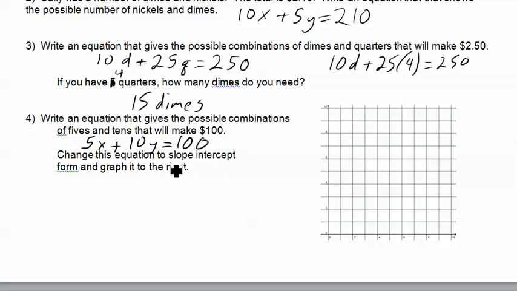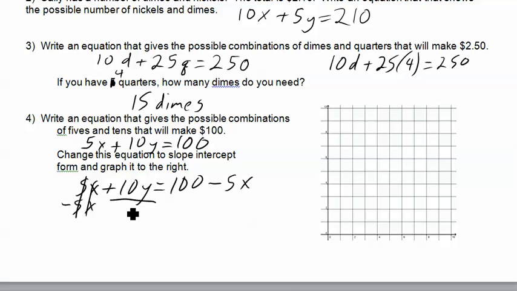Alright, to change this to slope-intercept, I'm going to write it down here again. We have room. We need to get y by itself. So we subtract 5x from both sides. Cancels over here. We can't combine anything here. So we just leave that alone. And divide both sides by 10. Remember, we have to divide everything by 10. And y equals 10 minus 5/10 x, but you can divide both of those by 5. So that's 1/2 x.